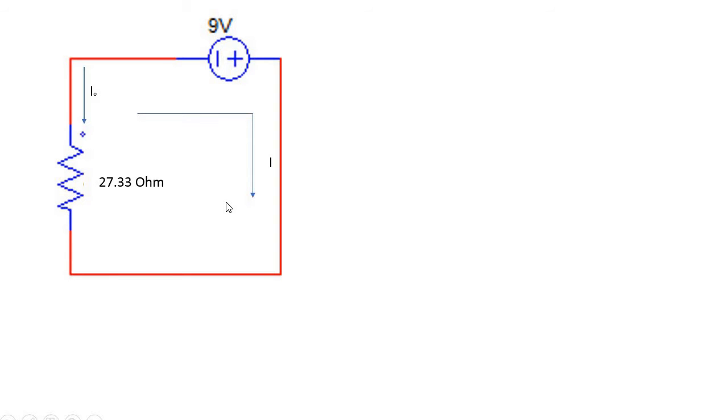So we just use Ohm's law, which is V equals IR, and we do some algebra, which we get I equals V over R, and insert the value that we got, and we got 9 over 27.33 equals 0.33 amp. That is the answer for the first question.